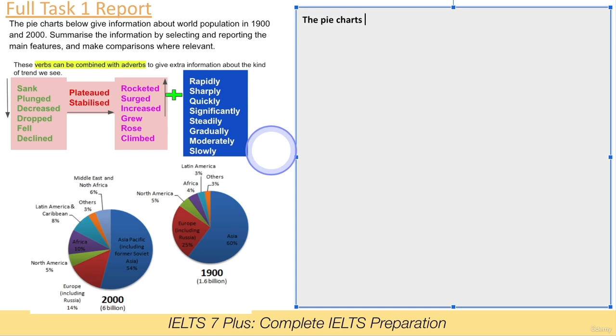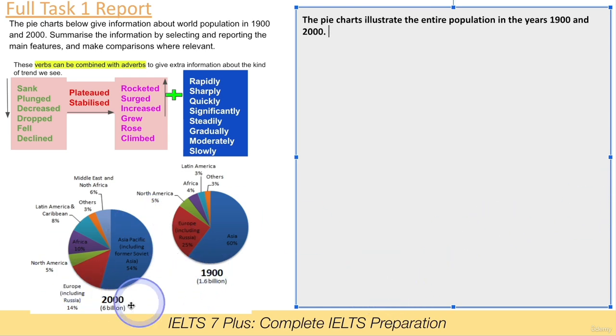The pie charts below give information about world population. Oh, how else could we say that? Maybe illustrates, which means show the entire population in the years 1900 and 2000. I think that's good.